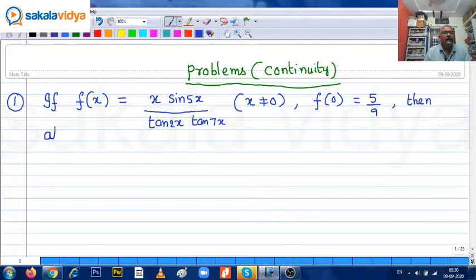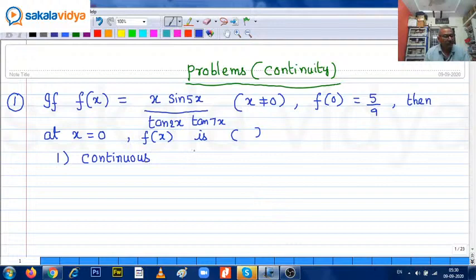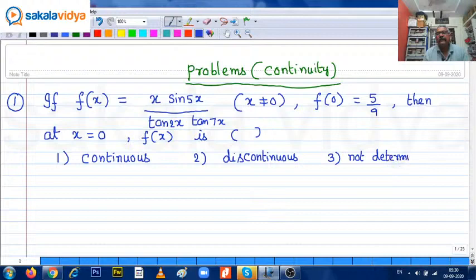Then at x equal to 0, f of x is: first option, continuous; second option, discontinuous; third, not determined; fourth option is none.